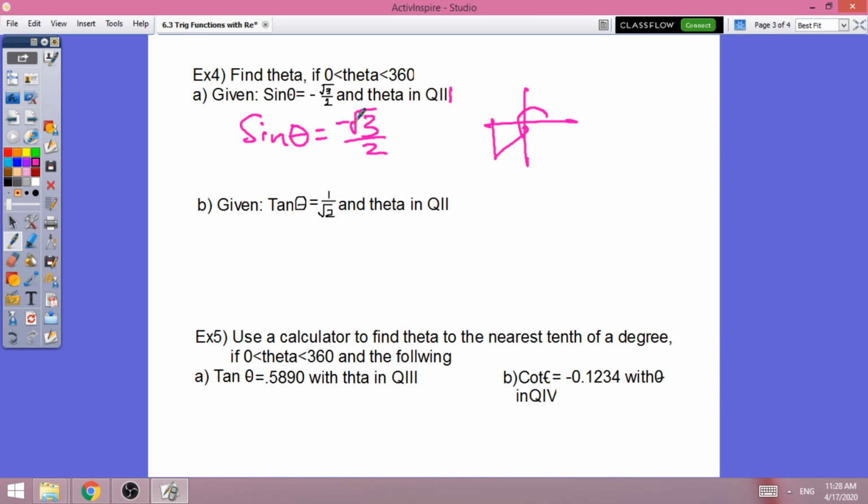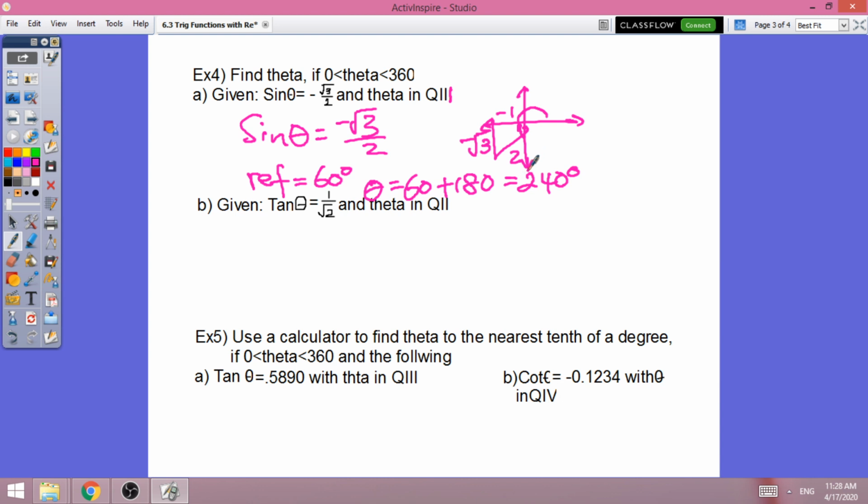Sine of theta is negative root 3 over 2, so the opposite is negative root 3 and the hypotenuse is 2, which means the adjacent is negative 1. If you remember, this is one of those special right triangles. This angle is facing the longer leg, so the reference angle is 60 degrees. But it's in quadrant 3, so 60 plus 180. So theta would be 240 degrees.